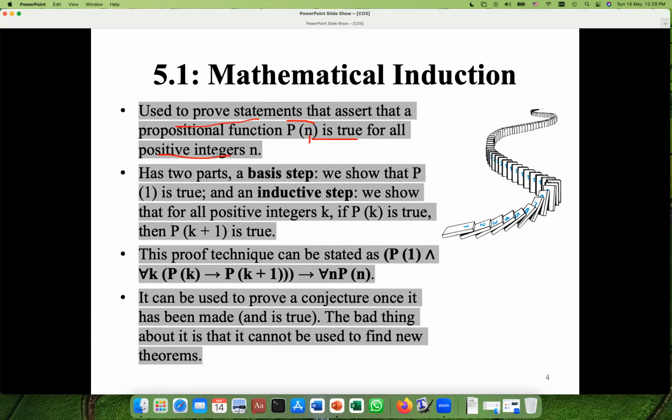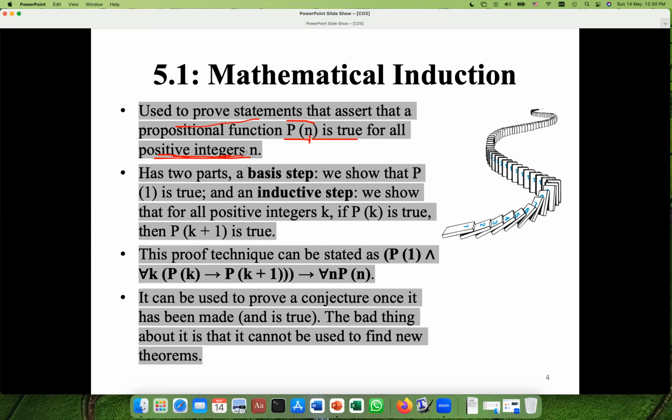Again, in mathematical induction, if some problem is given to you, you have to identify the propositional function P of n. P means propositional function. And then you have to show that this P of n is true for all positive integers. The domain is what? What is the area for which you have to solve the problem? That area is called the domain. So that is all positive integers n. You have to show that this propositional function P of n is true for all positive integers n. That is your main objective when the problem is given to you.